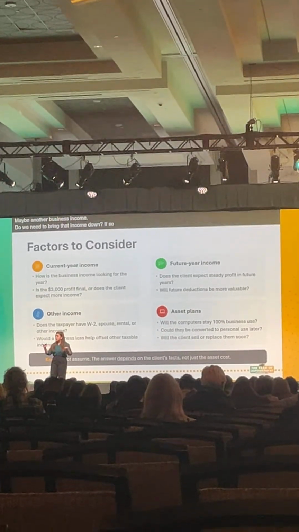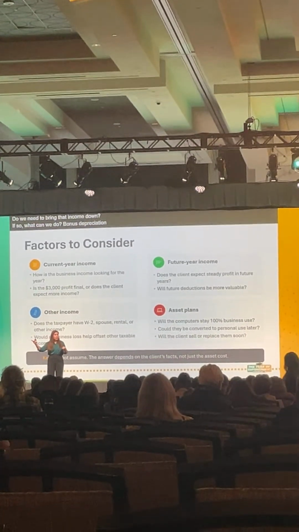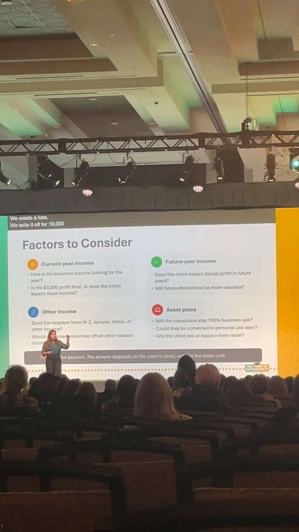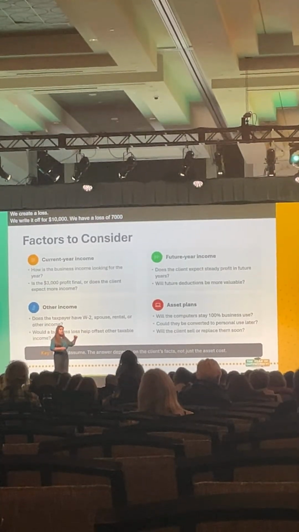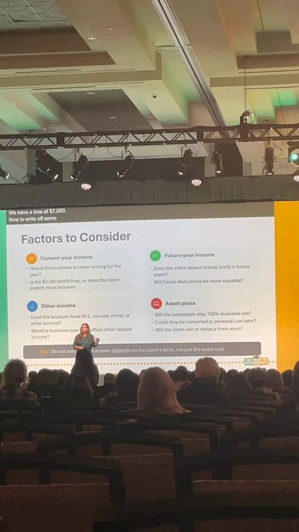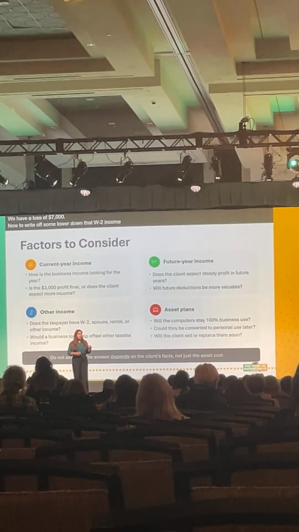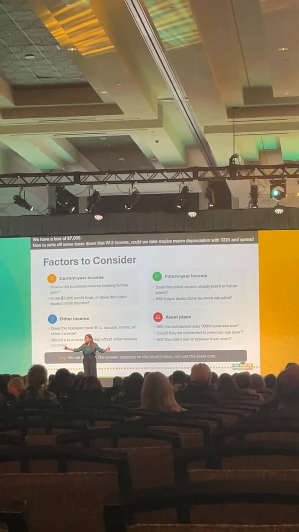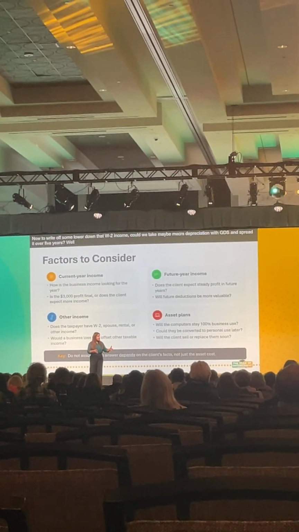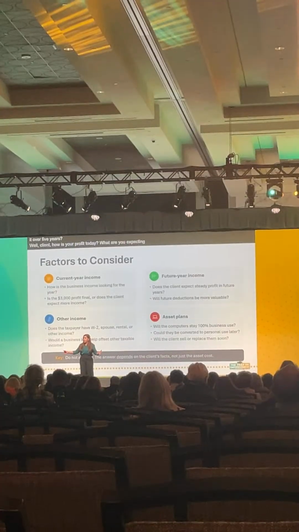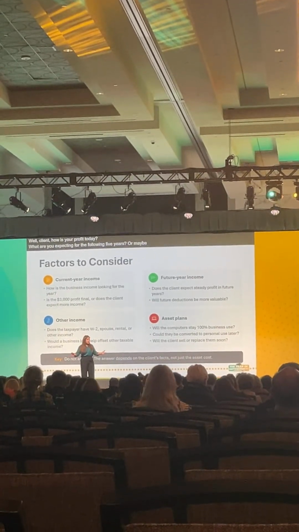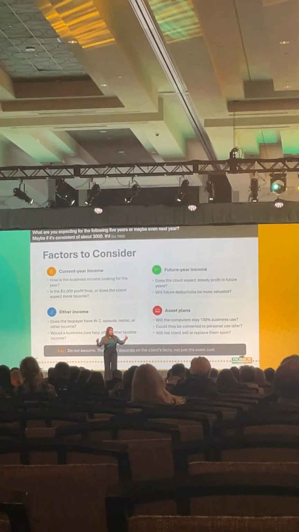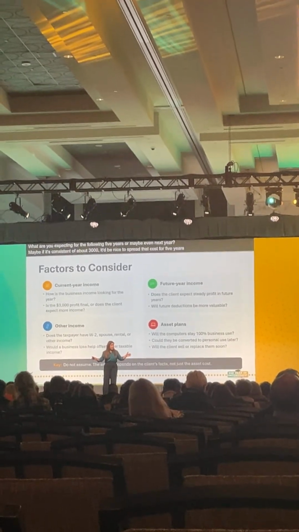Do we need to bring that income down? If so, what can we do? Bonus depreciation, right? We create a loss. We write it off for $10,000. We have a loss of $7,000 now to write off, lower down that W-2 income. Could we take maybe regular depreciation with GDS and spread it over 5 years? Well, client, how is your profit today? What are you expecting for the following 5 years, or maybe even next year? Maybe if it's consistent at about $3,000, it'd be nice to spread that cost for 5 years.